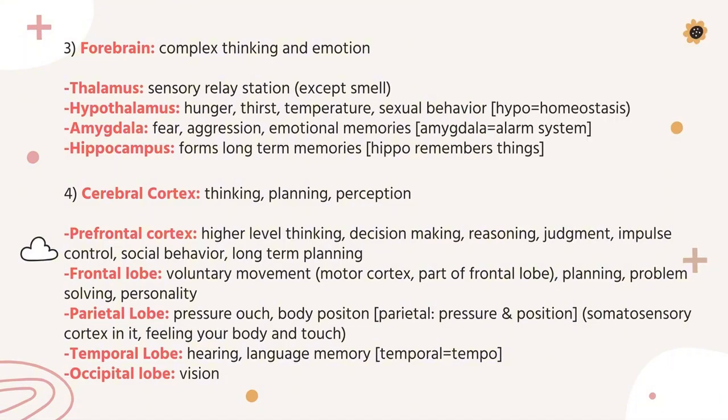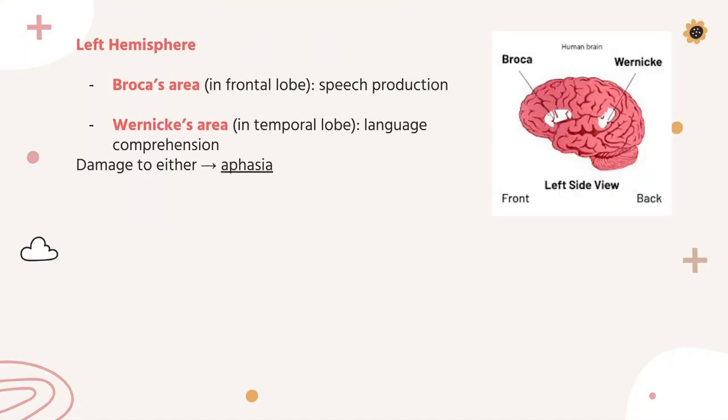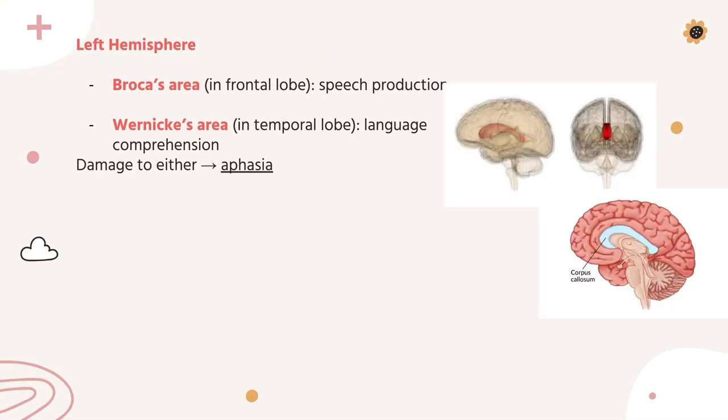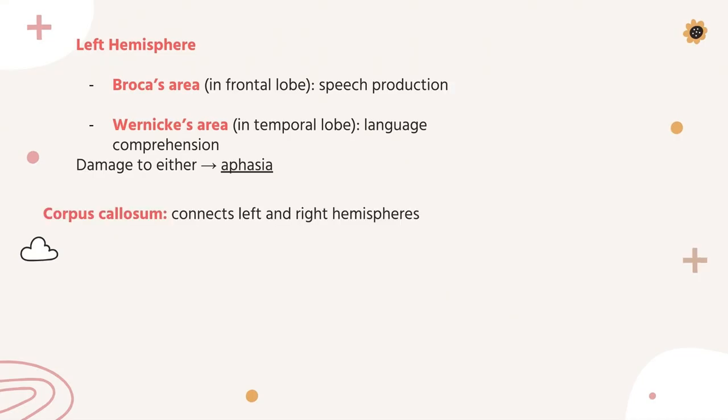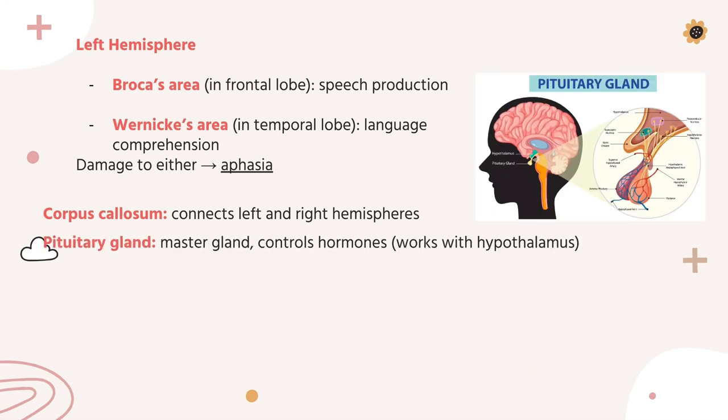So the left hemisphere contains Broca's area, which is in the frontal lobe and handles speech production. Wernicke's area is in the temporal lobe, which is language comprehension. Damage to either leads to aphasia. The corpus callosum connects the left and right hemispheres. The pituitary gland is a master gland, and it controls hormones and works with the hypothalamus.